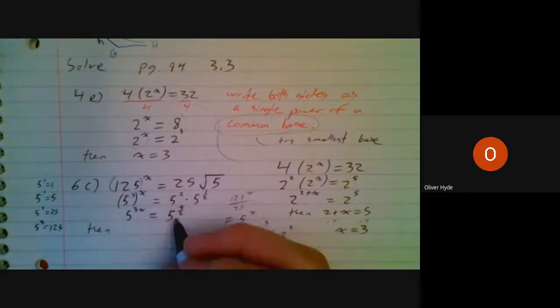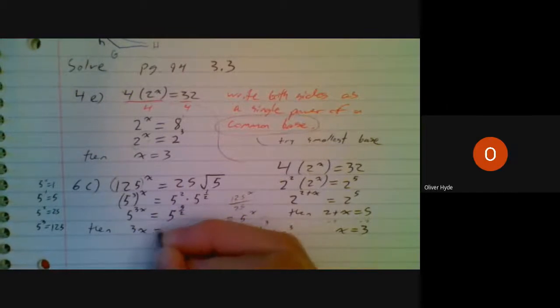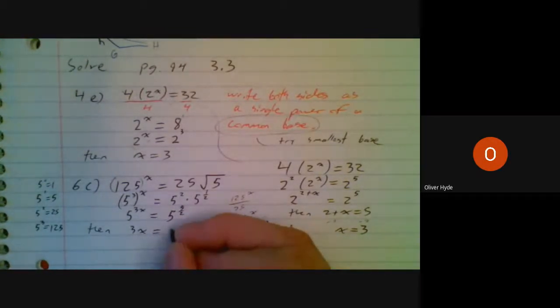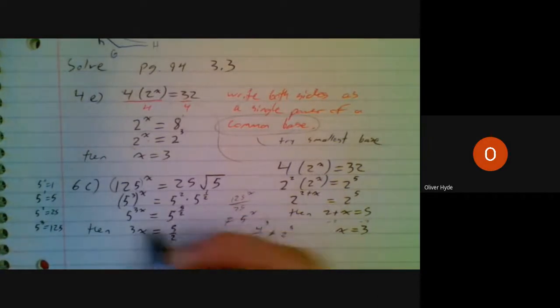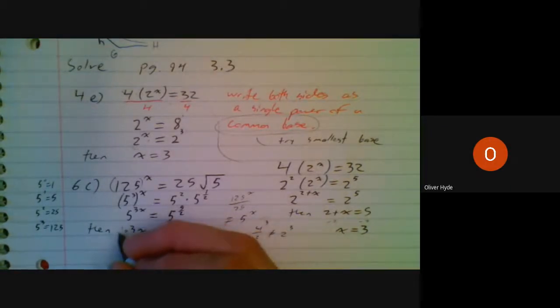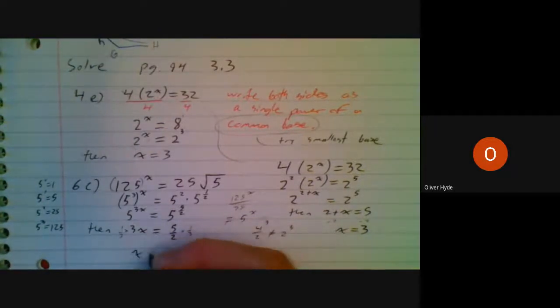Now that I have both sides written as a single power of a common base, I can argue that since my bases are going to be positive in this course, my exponents have to be equal. There are some weird restrictions when your base is negative that we don't need to worry about. Let's try avoiding a division by 3 here, because I don't want to write 5 over 2 over 3. Let's multiply by 1/3 instead of dividing by 3. And that'll give me that x is going to be 5/6.